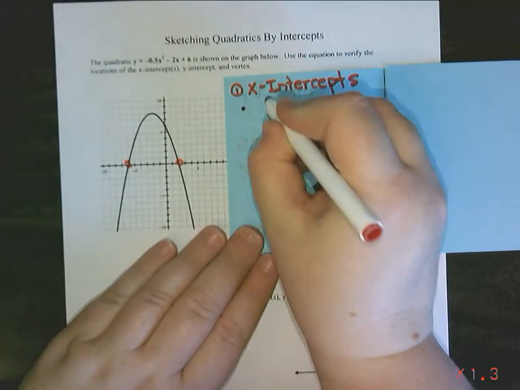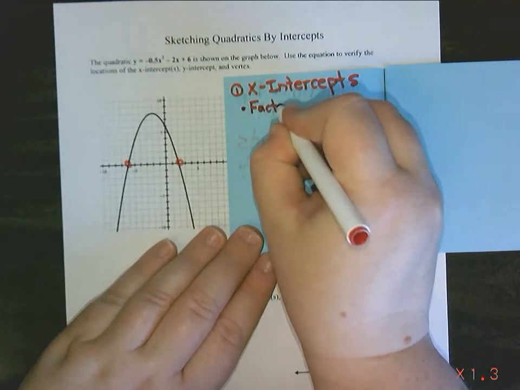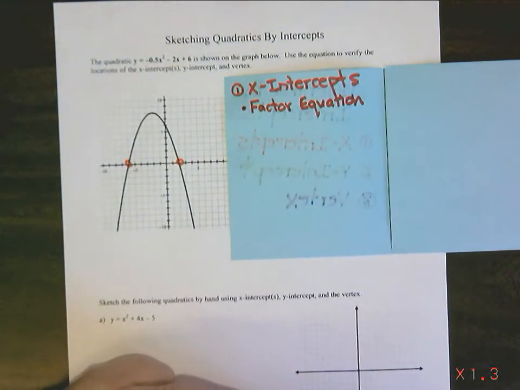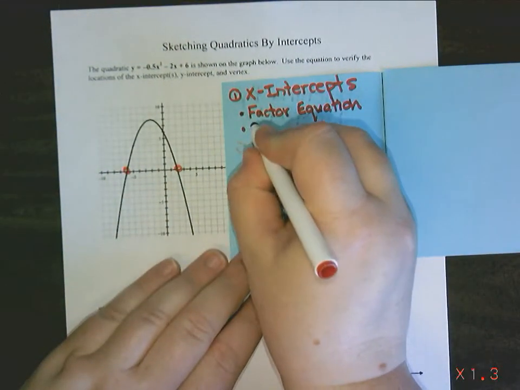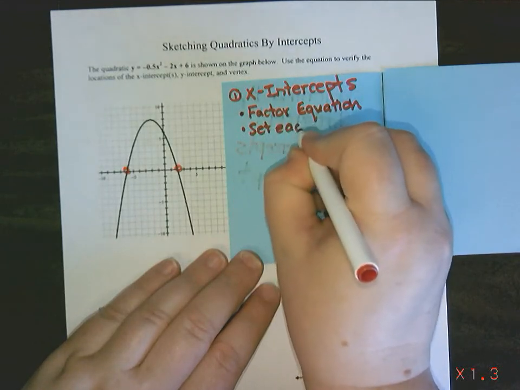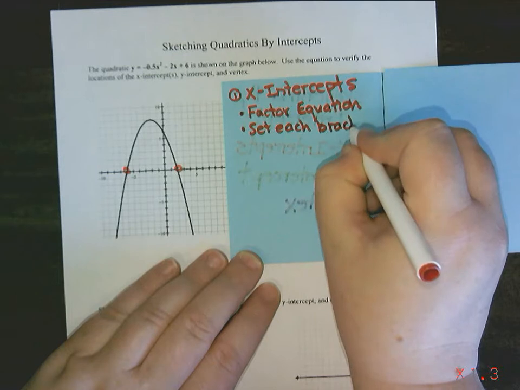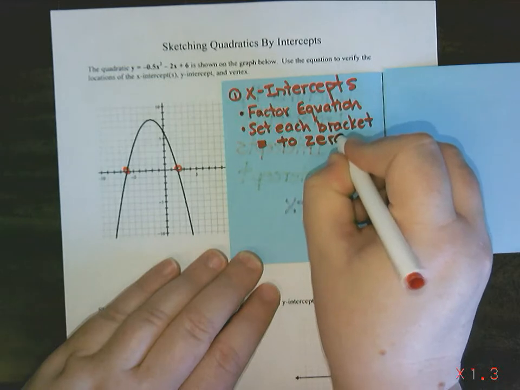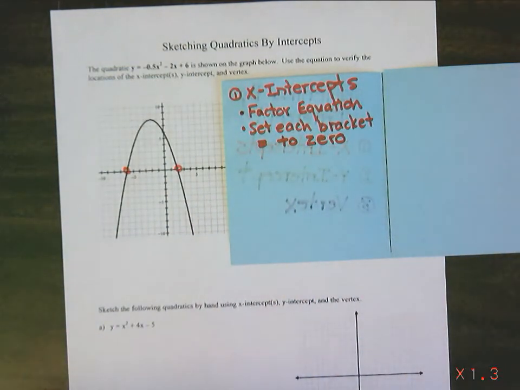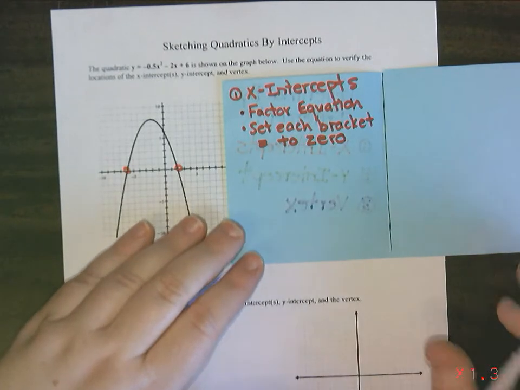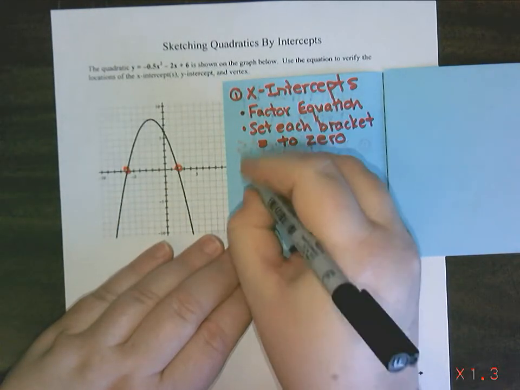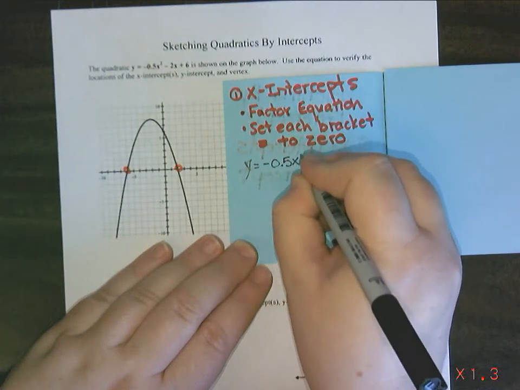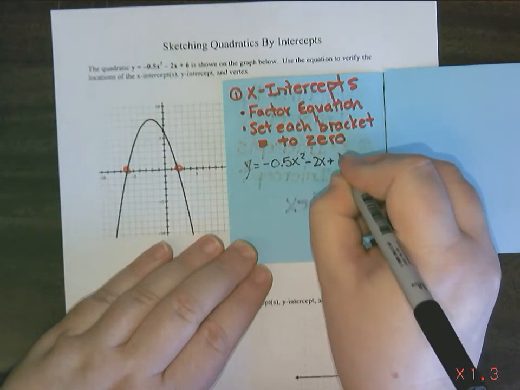So I'm just going to make a little note here that we're going to factor the equation, and that we're going to set each bracket equal to 0. And let's give that a try with our equation. So we have the equation y equals negative 0.5x squared minus 2x plus 6.